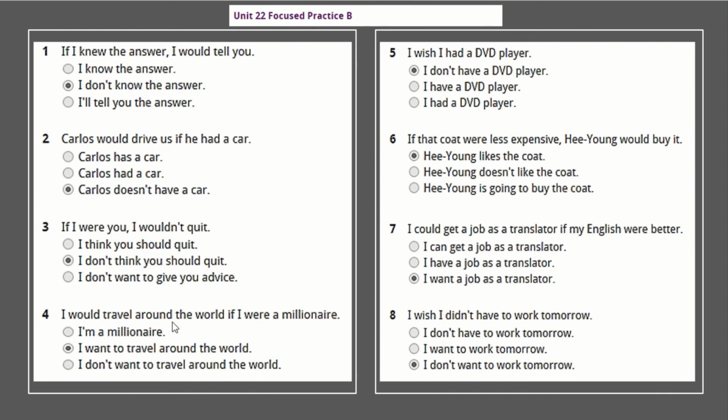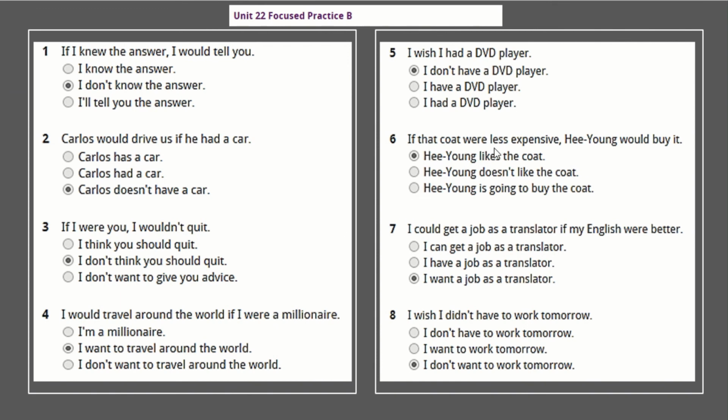So I would travel around the world if I were a millionaire. I want to travel, yes. Am I a millionaire? No, because you are wishing to be a millionaire, right? I wish I were. So it means you are not. Okay, don't forget to pay attention to what you are saying.